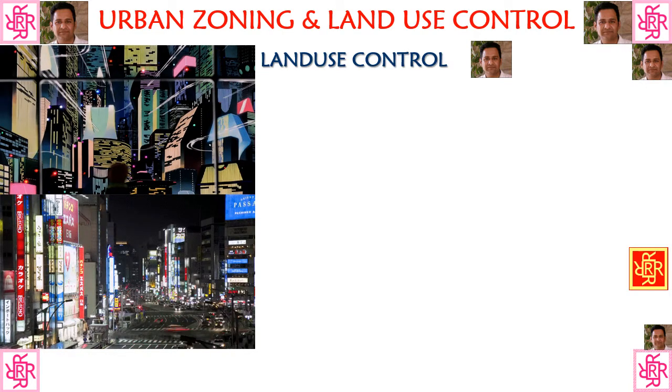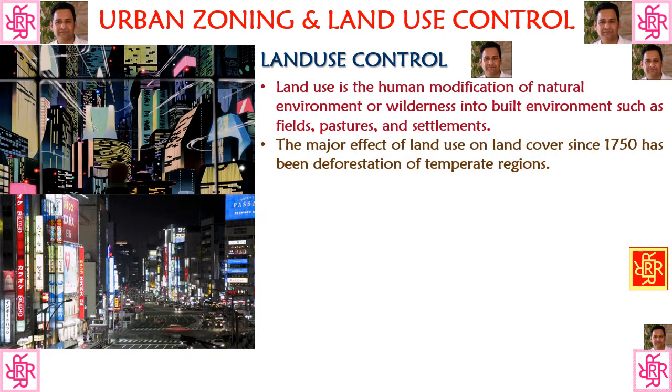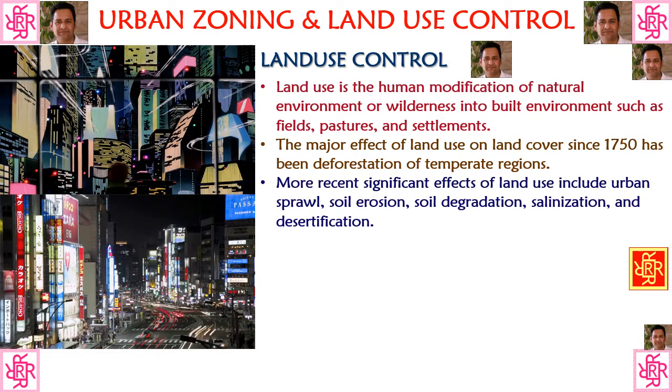Now comes land use control. What is land use? Land use is the human modification of the natural environment or virgin land or wilderness into a built environment, such as fields, pastures, and settlements, or housing and commercial areas. The major effect of land use on land cover since 1750 has been deforestation of the temperate regions.